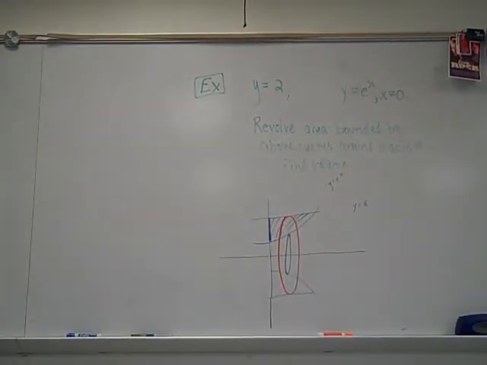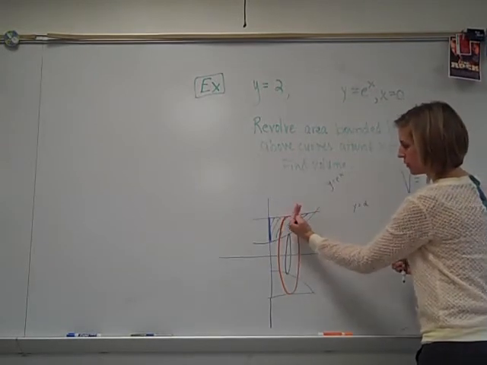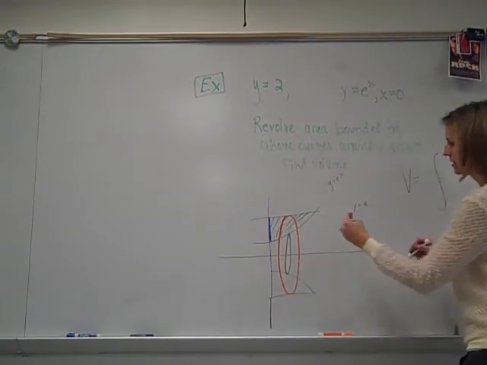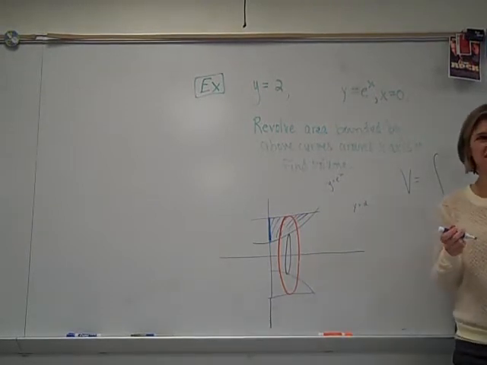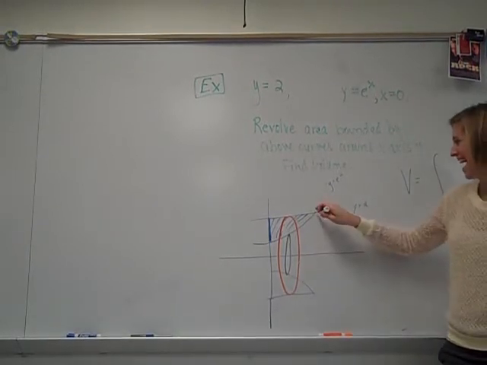Okay, so to find the volume, we are going to integrate from left to right. So if I'm going from left to right, what's the left x? 0. What's the right x? 0.693147. Yeah, something pretty gross.